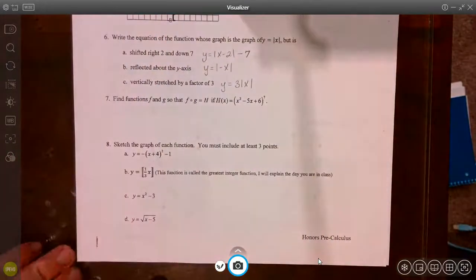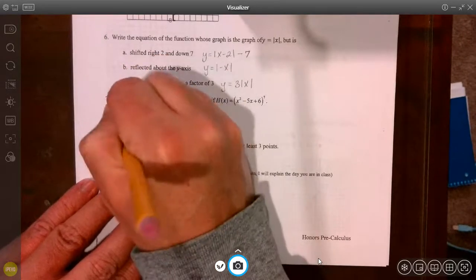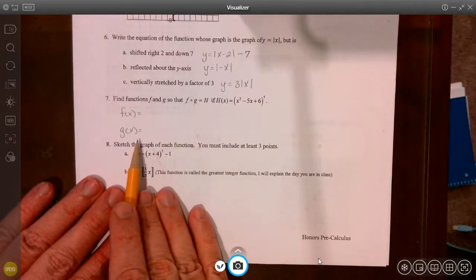Right, moving on to number 7. Find functions f and g so that f of g equals h, if h of x is equal to x squared minus 5x plus 6, all to the 7th power. Right? A lot of students get kind of confused on this one. It's actually much easier than what most students make it. Remember with compositions, f of g of x or g of f of x or whatever, you always have an inside and an outside. Okay, so we're going to have an f of x and we're going to have a g of x. Remember, for f of g of x, g is always the inside.